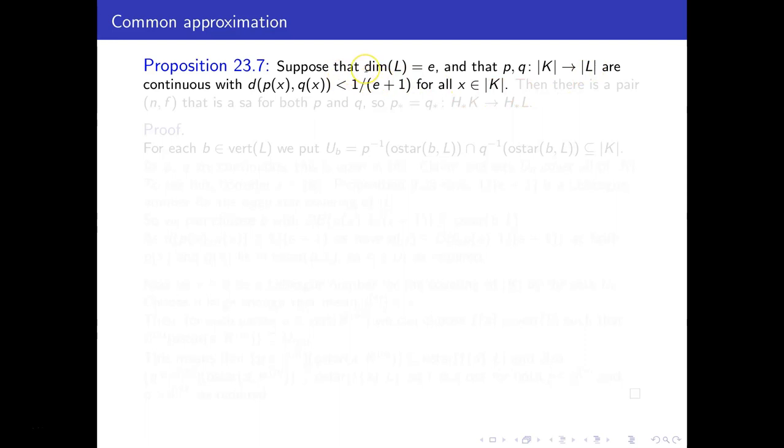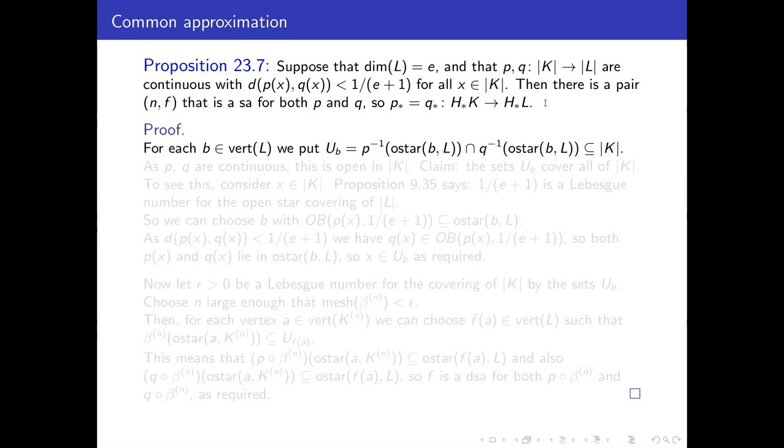So we're going to suppose the complex L has dimension E, and then the condition has got to be that the distance between P and Q is less than 1 over E plus 1. More specifically, that for every point X in the realization of K, the distance from Px to Qx is less than 1 over E plus 1. And then the claim is that there's a pair n, f that is a simplicial approximation for P, but it's also a simplicial approximation of Q. So that means that we can use the pair n, f to calculate P star, and we can use the pair n, f also to calculate Q star. So P star and Q star are actually the same.